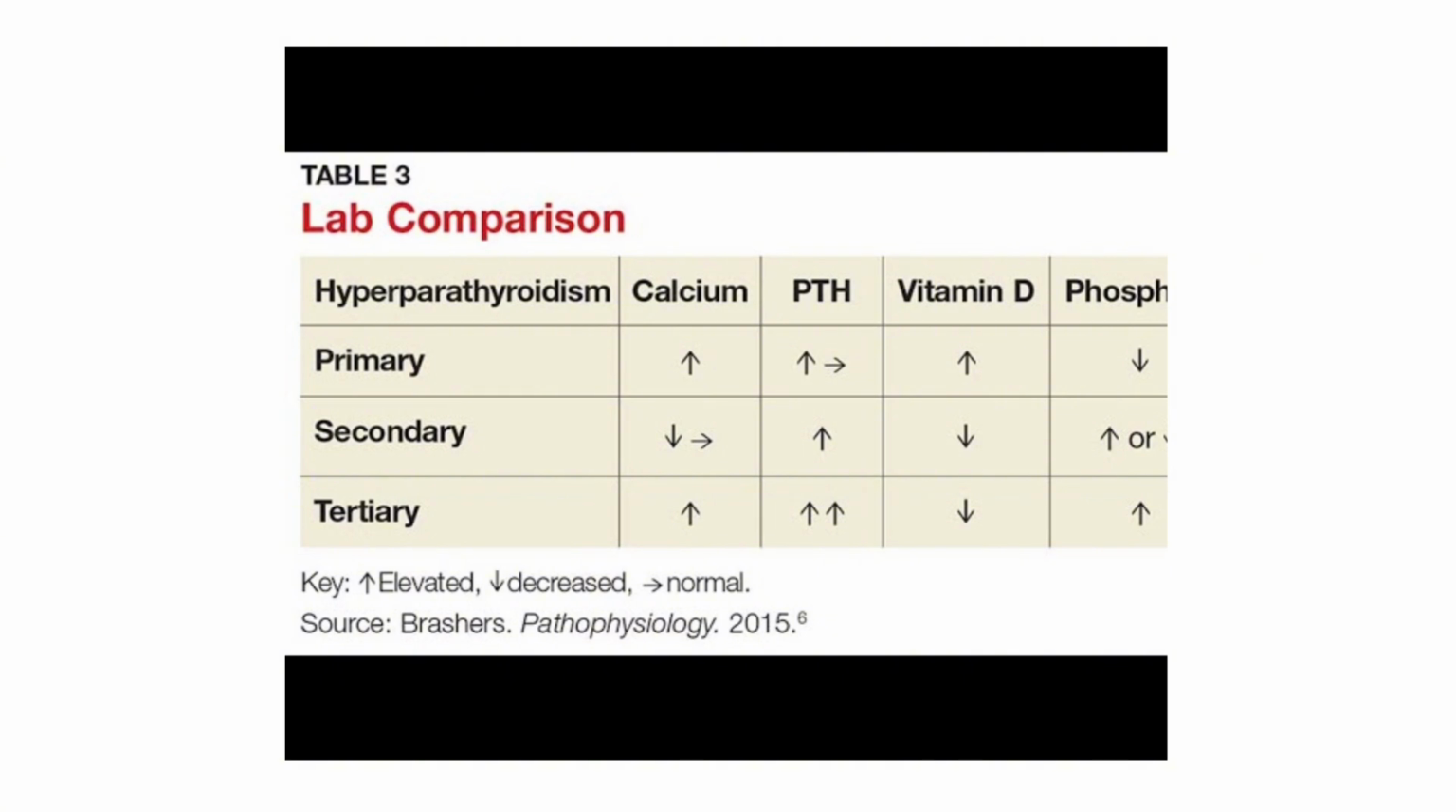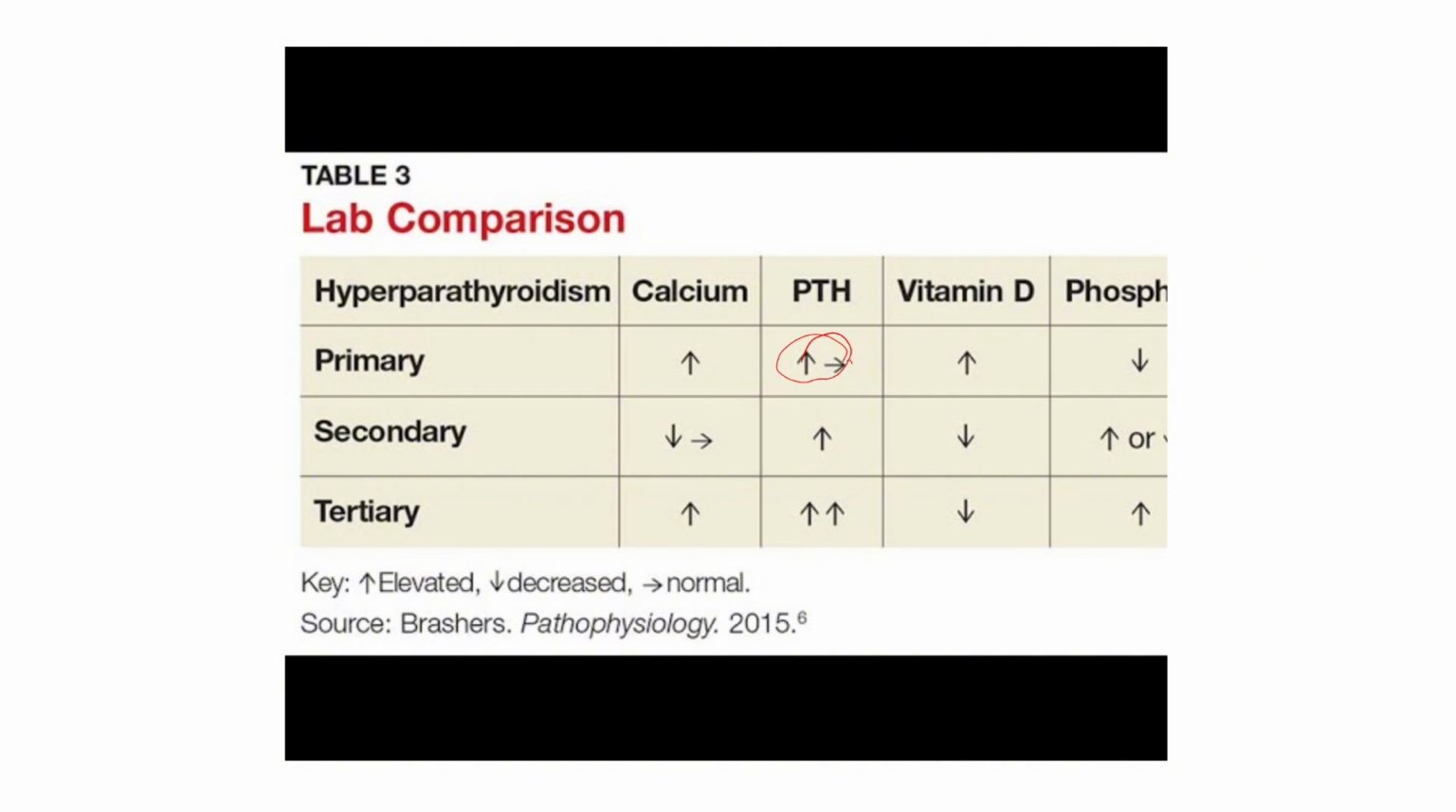Okay, so as we said, the primary is about a mass in the parathyroid secreting hormone, so the PTH will be high. Okay, so this is important here. PTH will be high. The calcium also will be high because of the high parathyroid hormone.